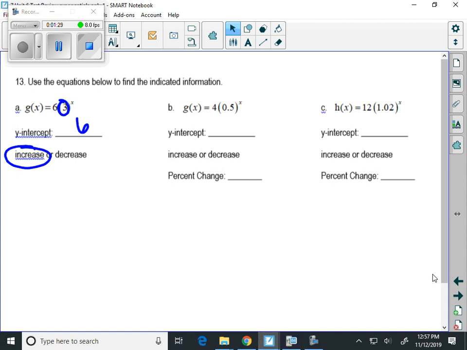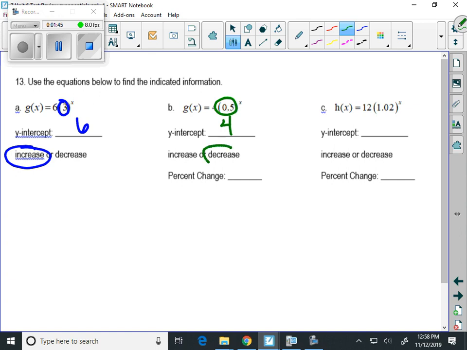What's the y-intercept? Well, this time it's 4. And when we're looking at increasing or decreasing, we're looking at this value right here. And because that value of 0.5 is less than 1, we're going to be decreasing.